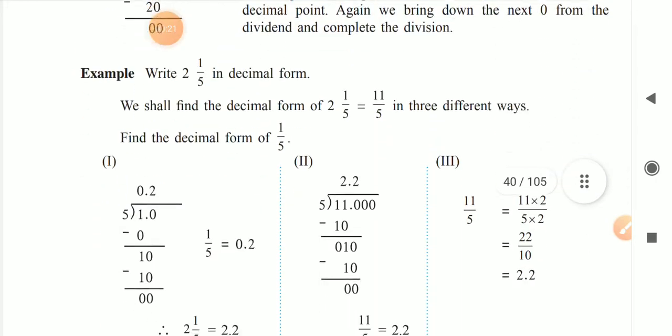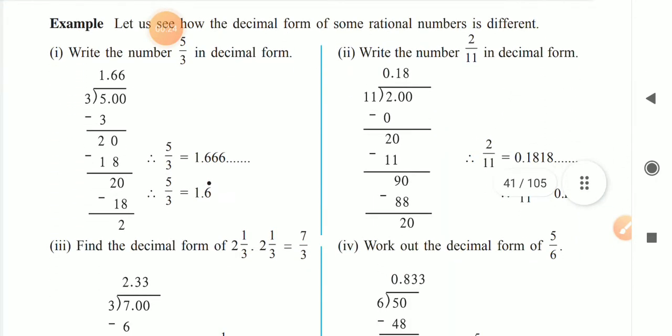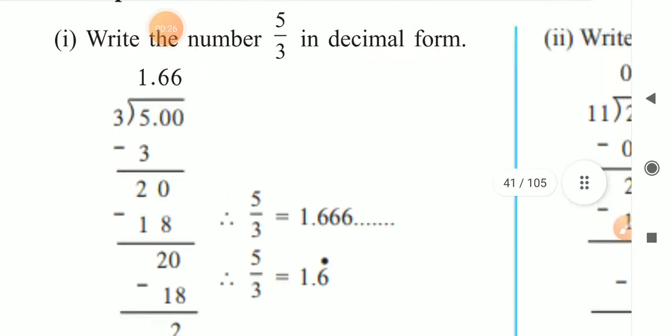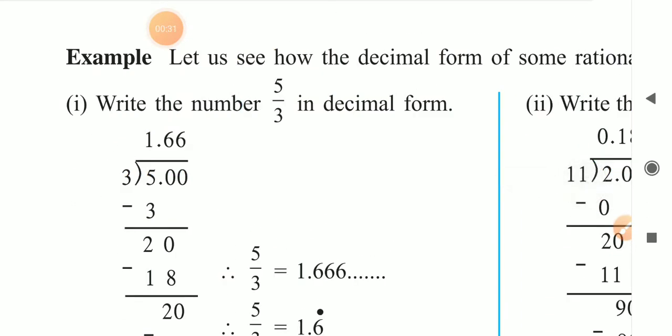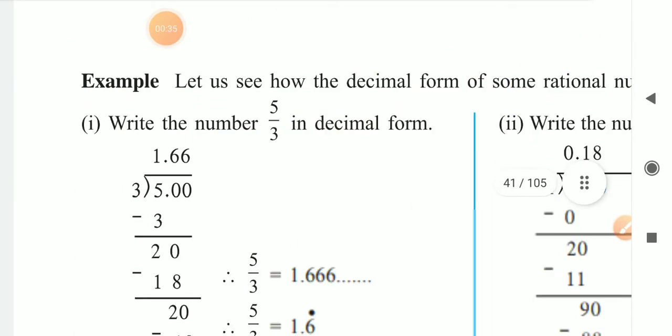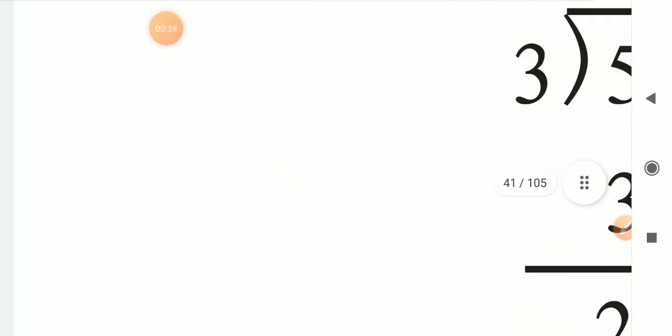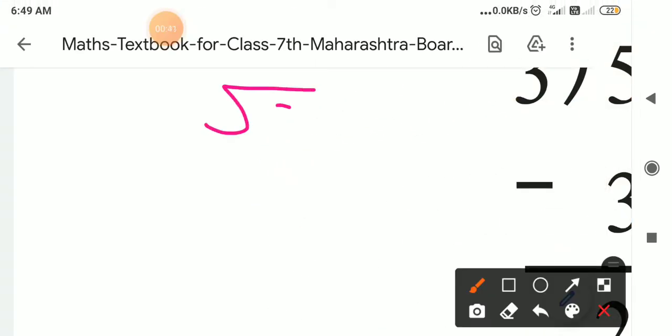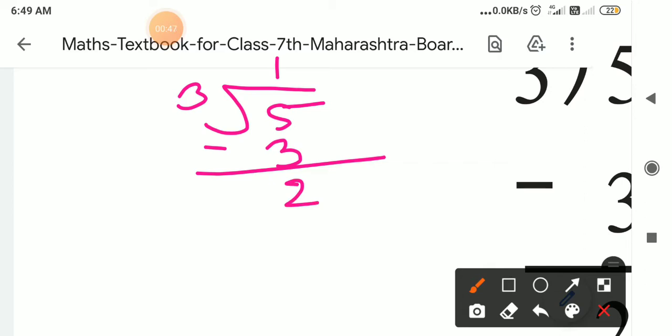So yesterday we saw this. Before that, solving of examples remained, that we will take, and then we will move towards the rule. First of all, here you have to divide 5 upon 3, we have to convert it into decimal form. So here 5 upon 3, 3 ones are 3, minus, remains 2, then take 0. Here we have to give the point.